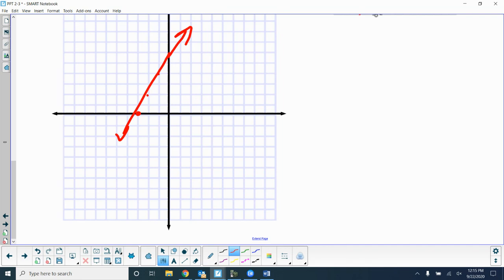Or I'm sorry, 24. 26 passes through negative 1, negative 2. Negative 1, negative 2, so there's the point, and then the slope is negative 1/4. So you go down 1 for the negative rise and right 4. 1, 2, 3, 4. Or you could go up 1 and left 4. 1, 2, 3, 4. For the negative run. Questions on those two?